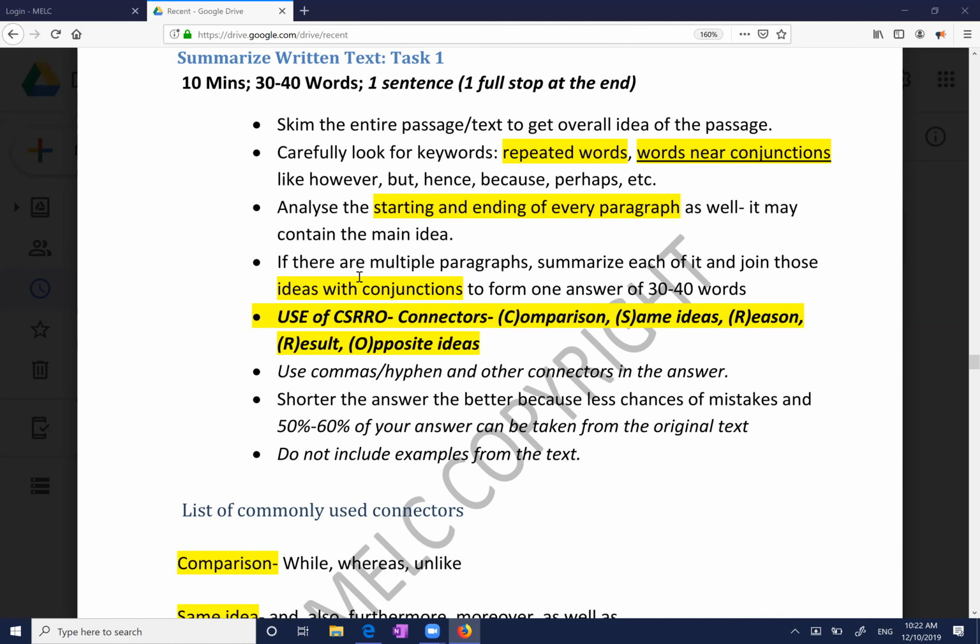And for 6 bands, as I said, you don't really need to worry about ideas. You can write 2 lines from anywhere. For 7 bands, you will need at least 60% or 70% of the main idea. And for 8 bands, you will need at least 90 to 95%, meaning 100% of the main idea.